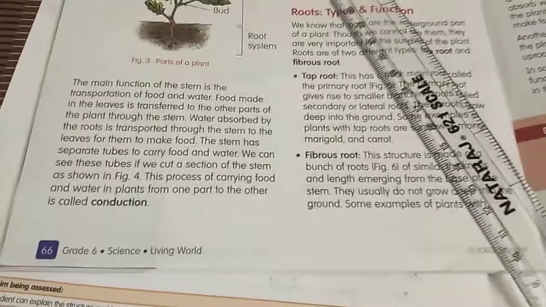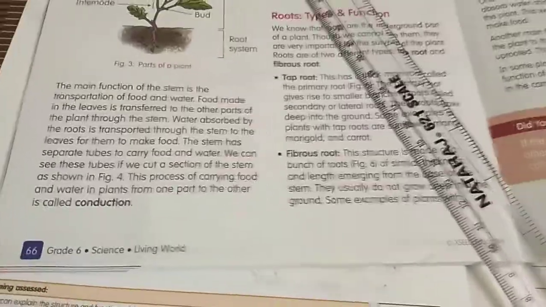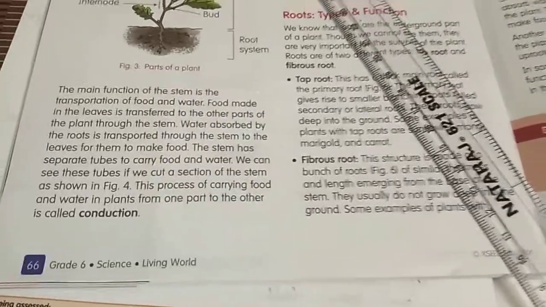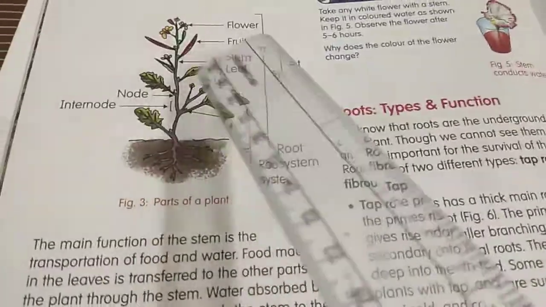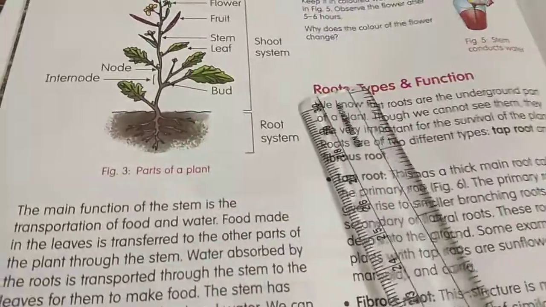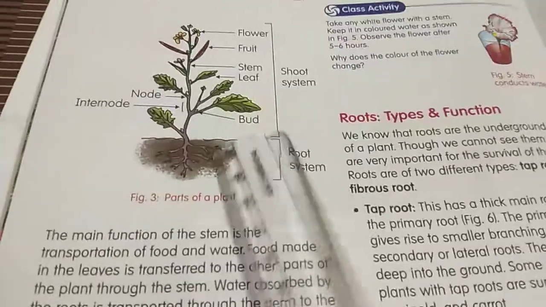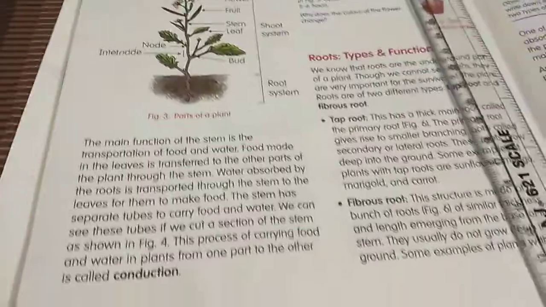So first I said the stem has three important functions. The first function is holding the entire plant. So now if you see in this picture, this is the stem. The function of the stem is that it is holding this leaf, vegetable, flower, fruit, whatever it is. So the first function is holding the plant, and the second function is conducting water.